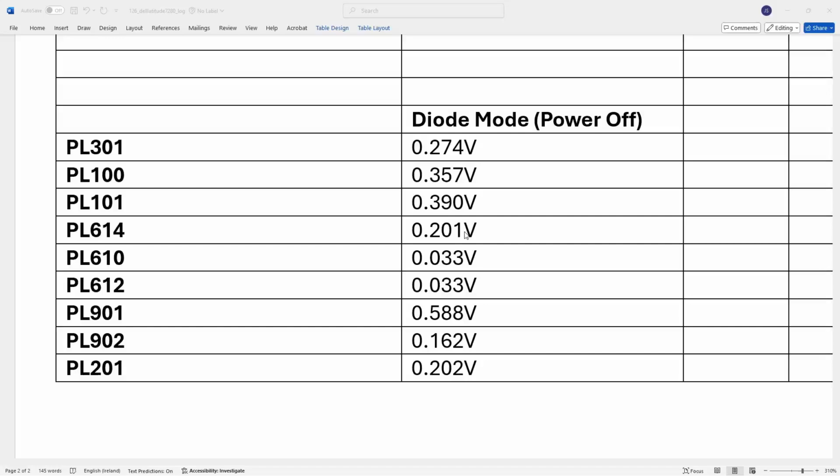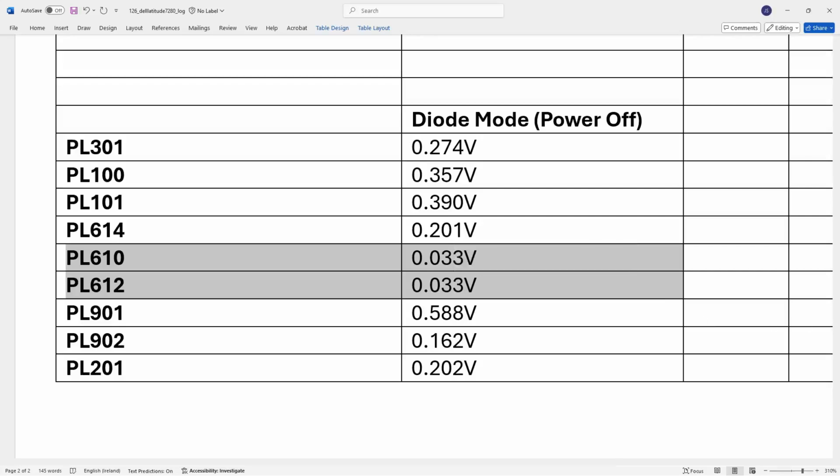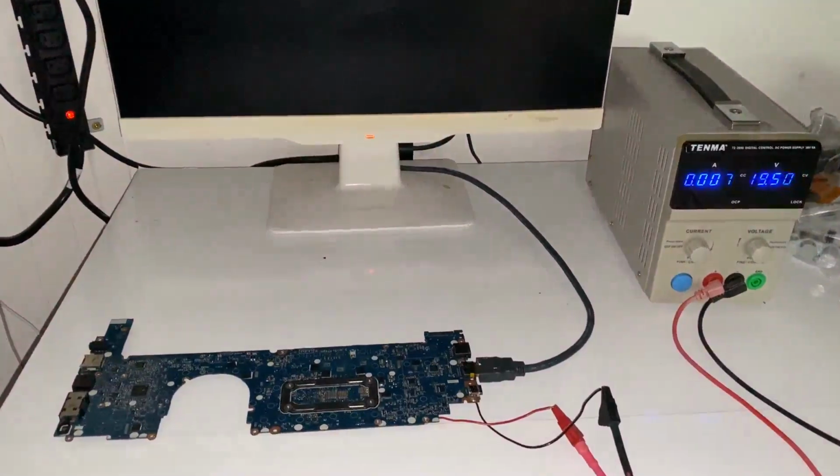And these are the diode mode readings with the power off that I took at each of those large secondary inductors. So as you can see, nothing here looks like it is indicative of a short. The lowest reading I got was across PL610 and PL612. These are measuring 0.033 volts in diode mode, but this is just because it's a low reading across the CPU. This is not indicative of a short.